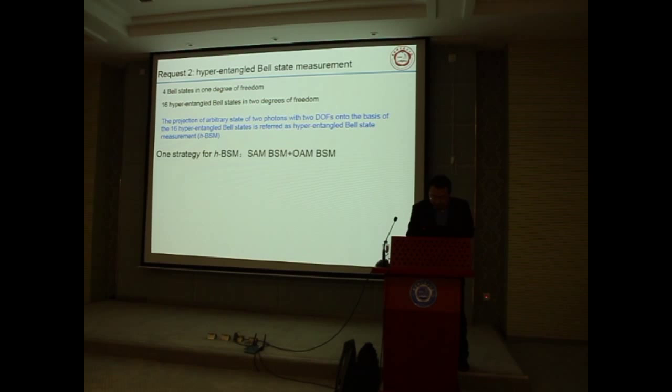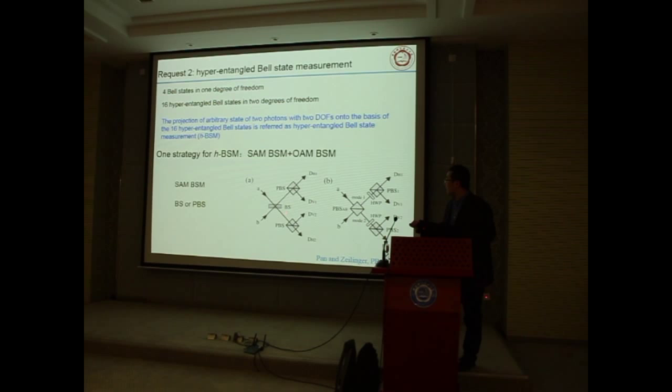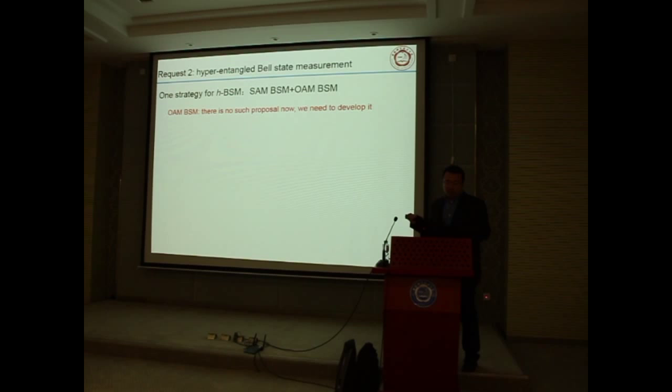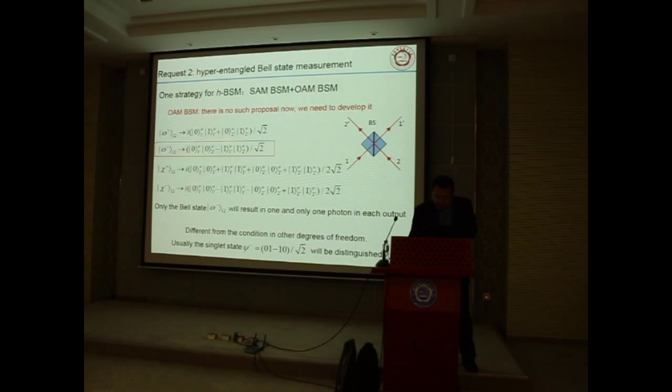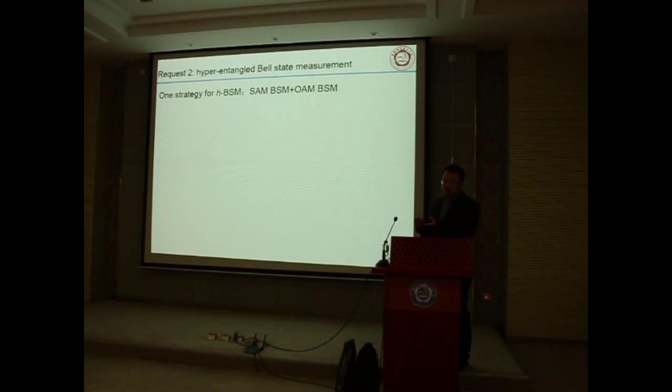For SAM Bell state measurement, we can use a BS or PBS to do this. For OAM Bell state measurement, there is no such protocol. We need to develop it. Fortunately, we found that we can carry out an OAM Bell state measurement with a beam splitter. And these are the details. We can distinguish psi minus from the other three. Now, both the SAM and the OAM Bell state measurements are ready.